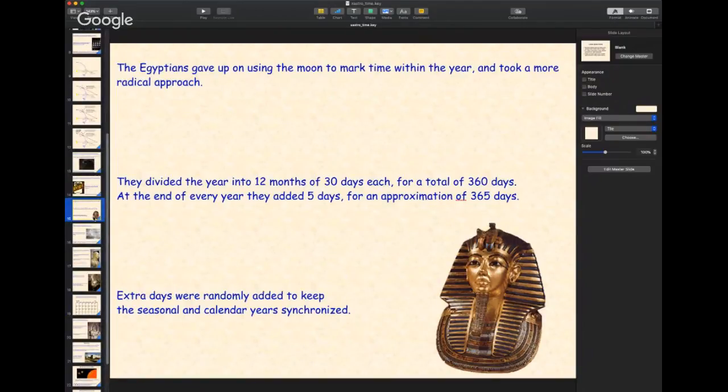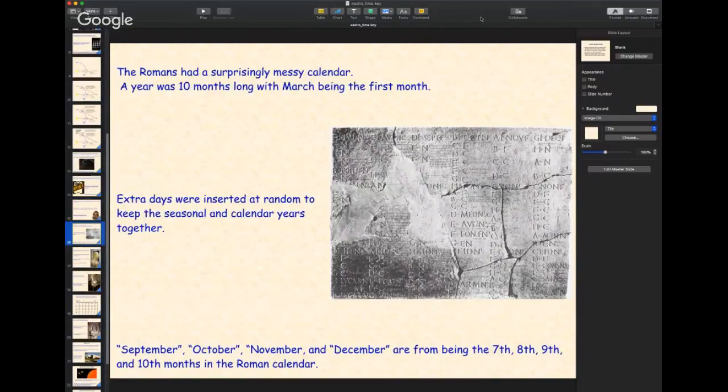So this lasted for a while. The Romans had initially had quite a surprisingly messy calendar. A month was 10 days long. The first of the year was in March, the Ides of March.